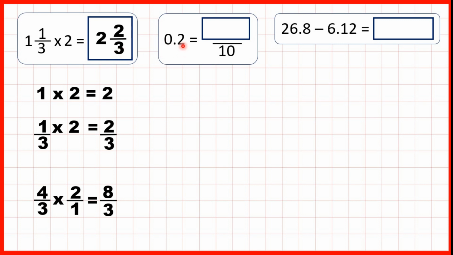Now 0.2 is how many tenths? Well, if you know your decimal place values, this question's easy, because the first digit after the decimal point always tells us how many tenths we have, so we have 2/10.